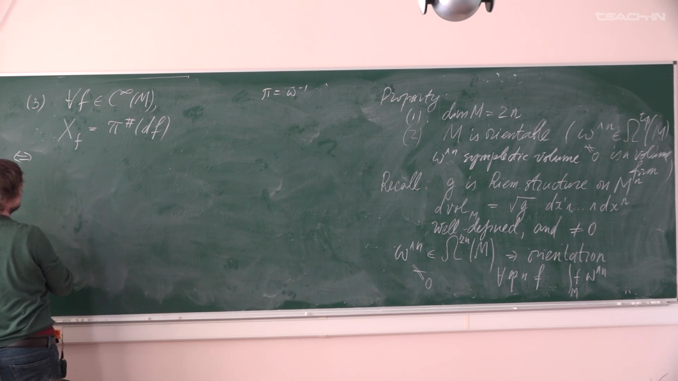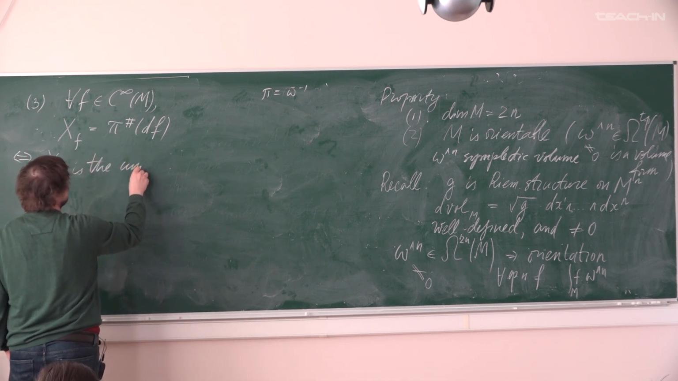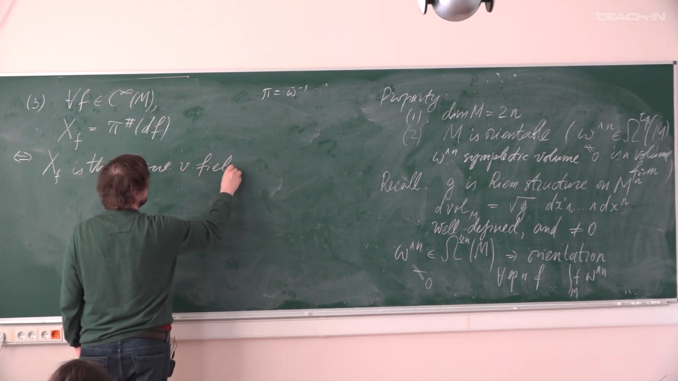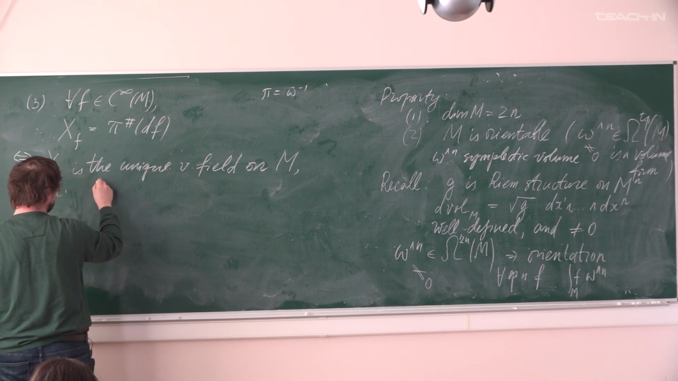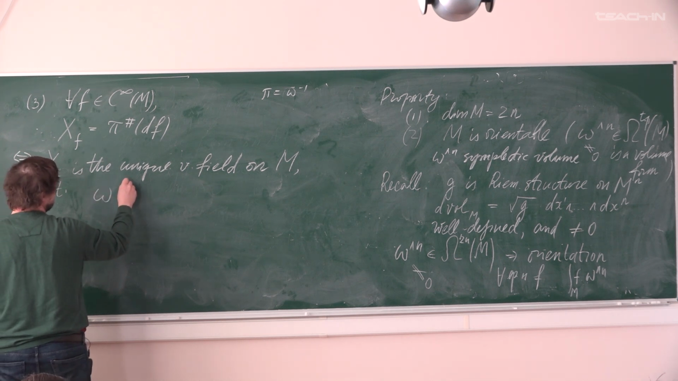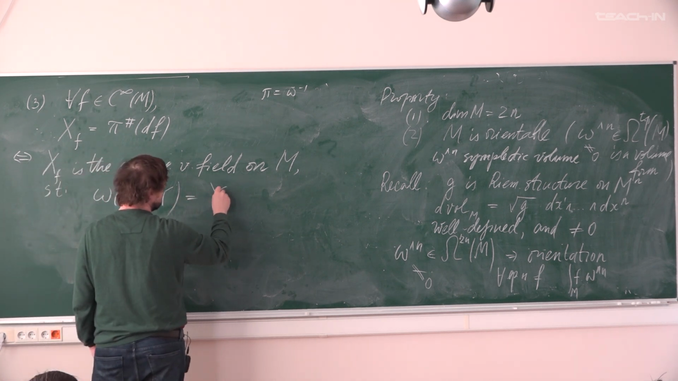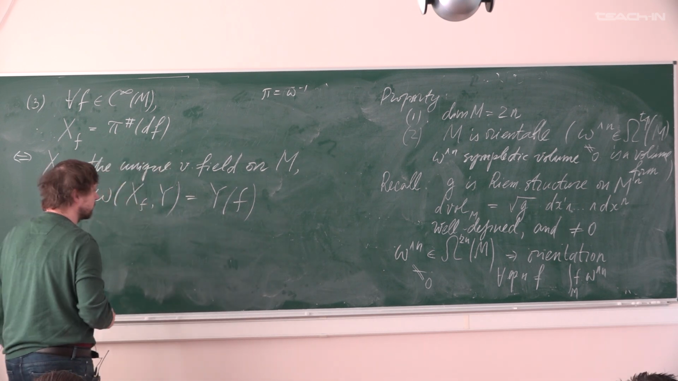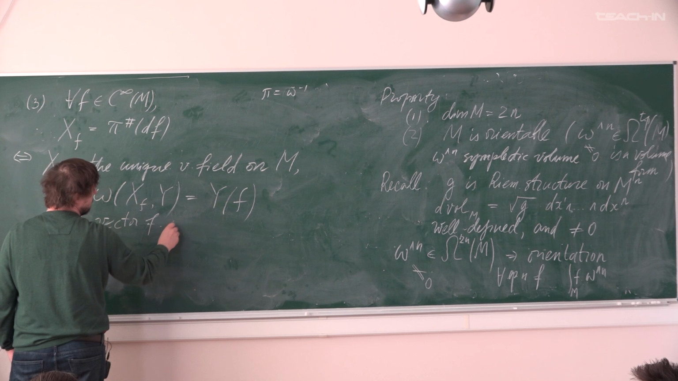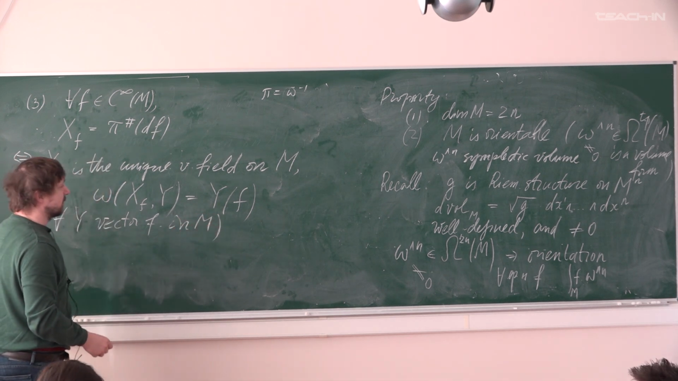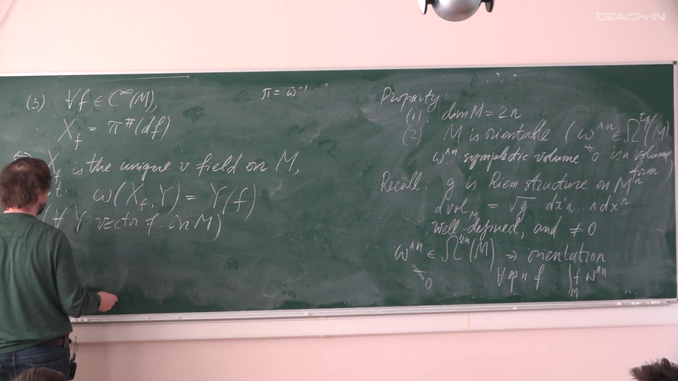Equivalently, which is easy to see, you can say that X_f is the unique vector field on M such that when you apply omega to the pair X_f and Y, where Y is any other vector field, you obtain precisely Y applied to f, for any vector field Y on M. I think we checked it last time. If not, let us do it now.